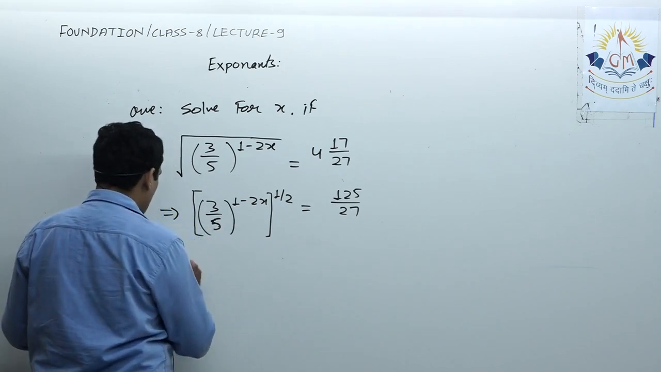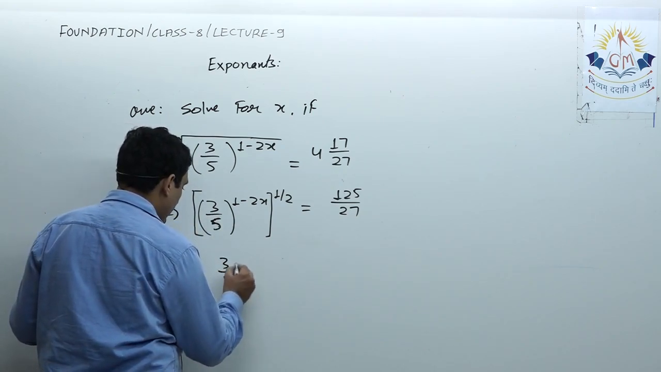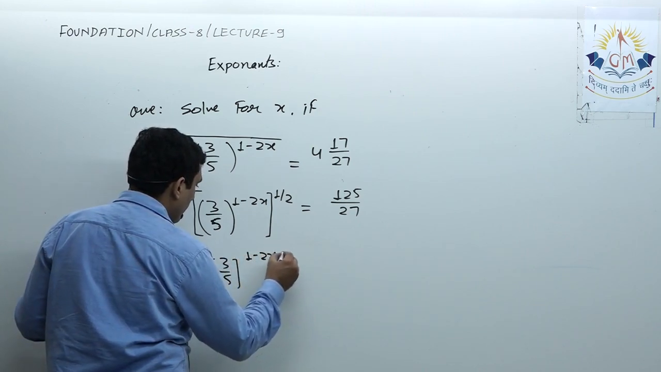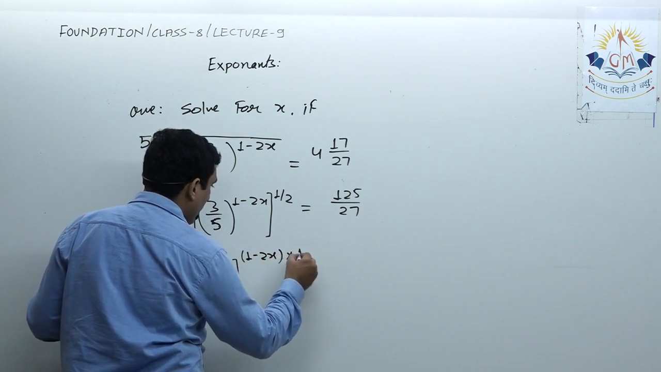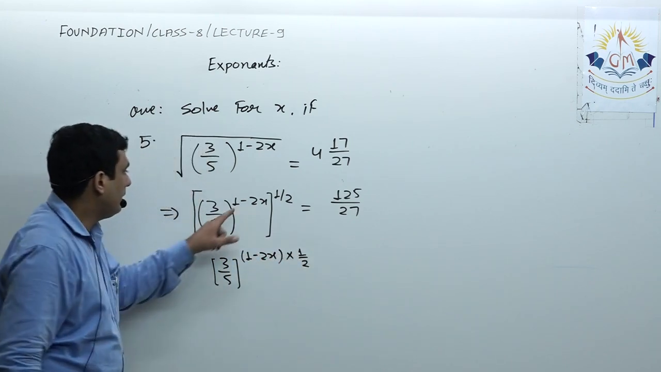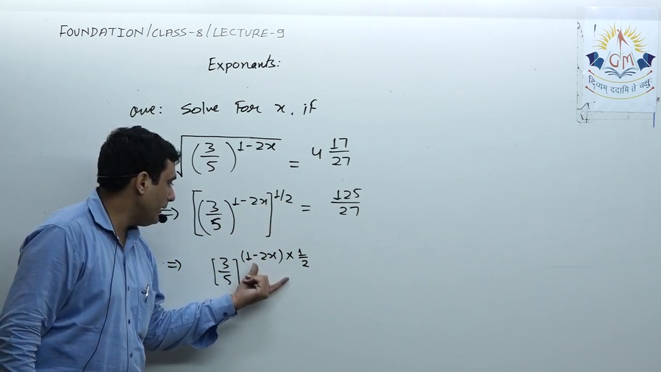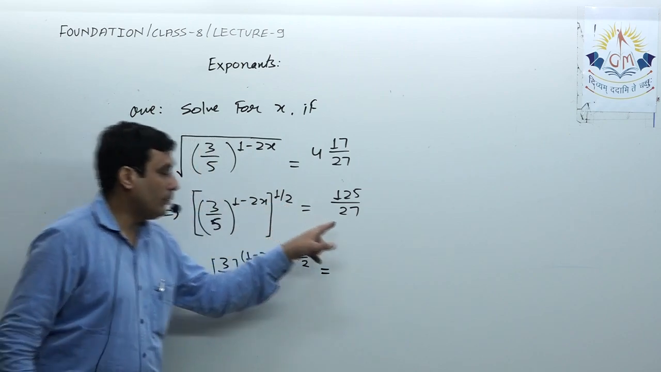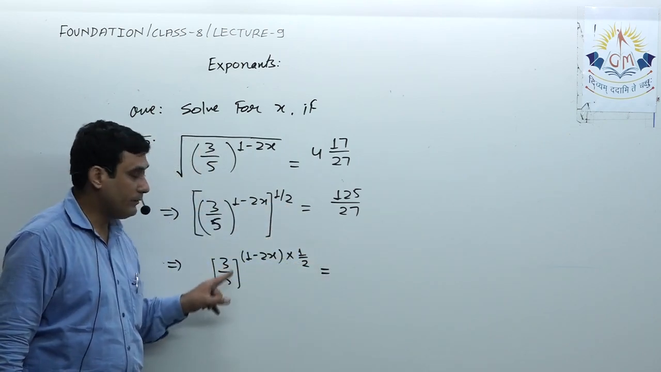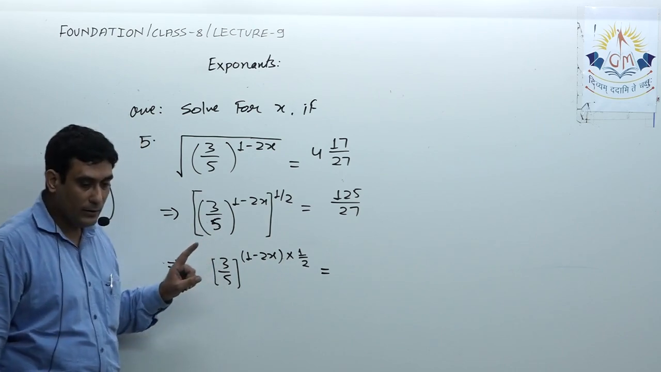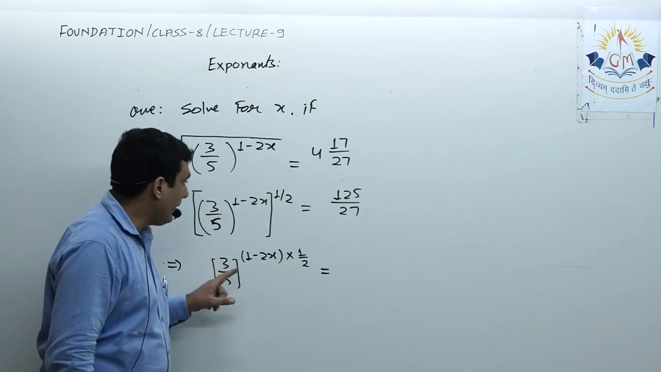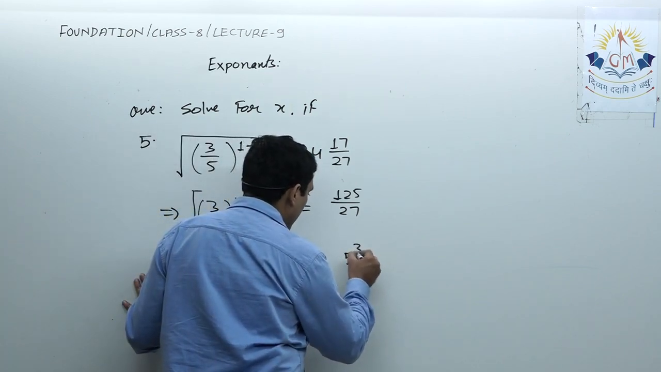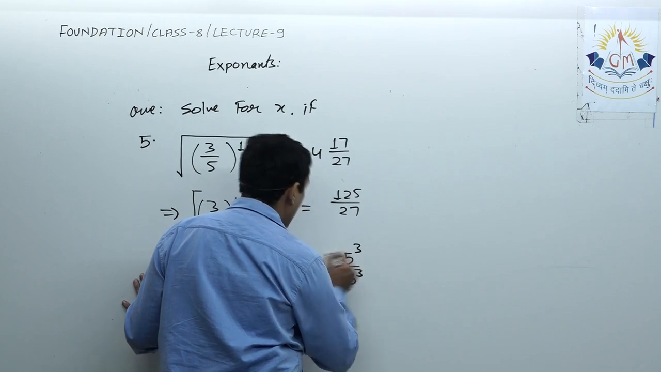Okay, so before I move ahead, here it is 3 upon 5. Now power to the power, so these powers must be multiplied. 1 minus 2x multiplied by 1 upon 2. Now here 125 upon 27. Here it is 3 by 5. So as I told you, again I am repeating, you have to make the bases same. So this will become actually 5 cube and this is 3 cube.